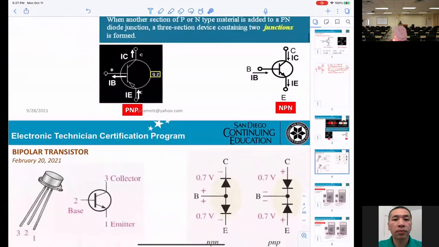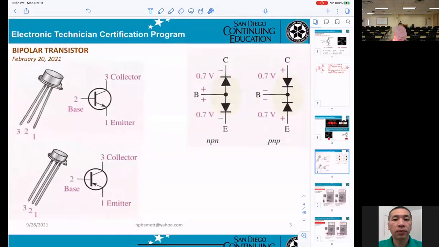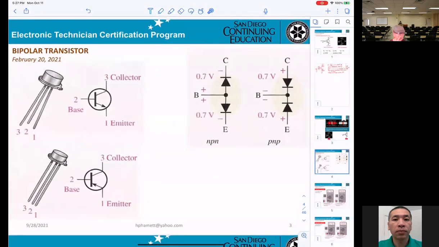This is the physical picture. This is telling you we have the transistor, basically NPN or PNP, and you can see that you have two diodes, one from B to the collector, one from B to the emitter.